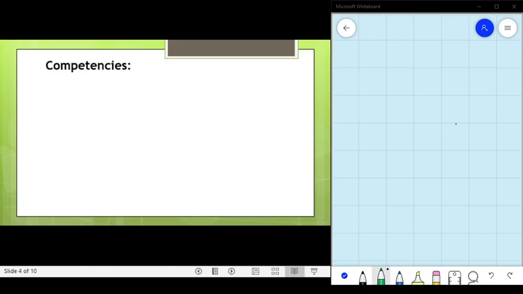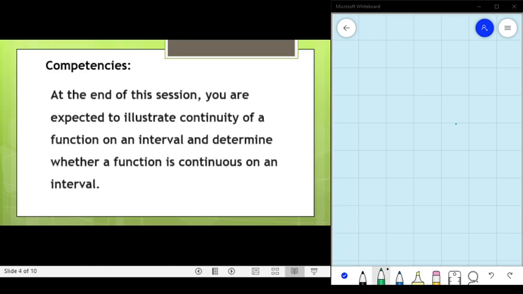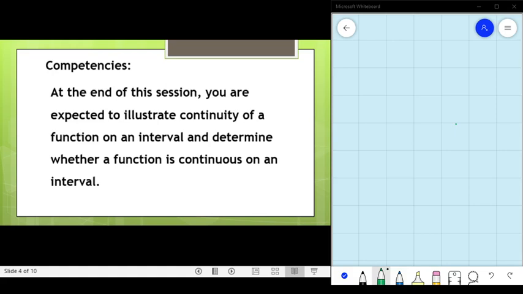The competencies. At the end of this session, you are expected to illustrate continuity of a function on an interval and determine whether a function is continuous on an interval.